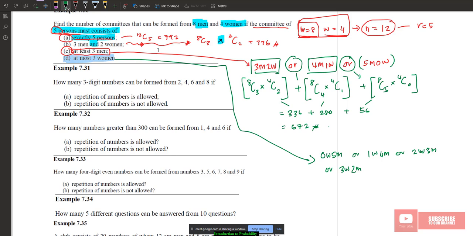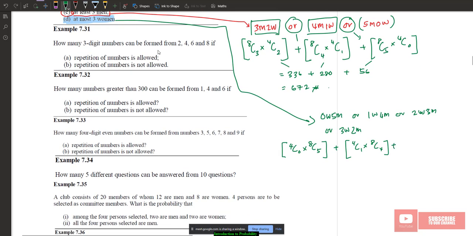At most, paling banyak. So this one should be the first part, 0 woman, 4 choose 0, multiply with 5 men, 8 choose 5. Plus, because this is OR, 4 choose 1, multiply with 8 choose 4. Plus 4 choose 2, multiply with 8 choose 3, plus 4 choose 3, multiply with 8 choose 2. Let's try to solve this one, you will get the answer.